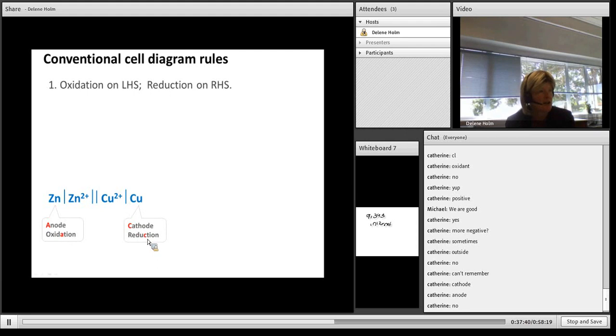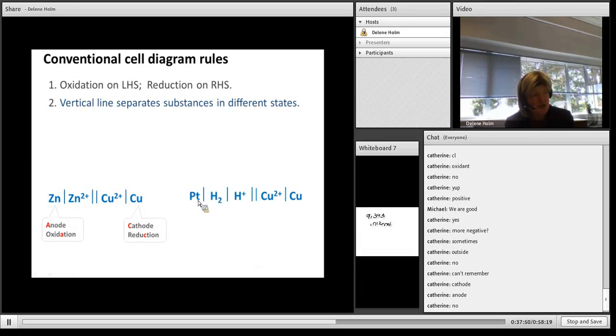Okay, the vertical line separates different states. So if I have, for instance, here is where I've got platinum solid going to, what form is hydrogen in? Solid, liquid, gas, aqueous. Gas. So I'm changing from solid to gas, so I have to have a vertical line. And if I go from, sorry, my cursor disappears. If I go from the gas to aqueous, another vertical line.